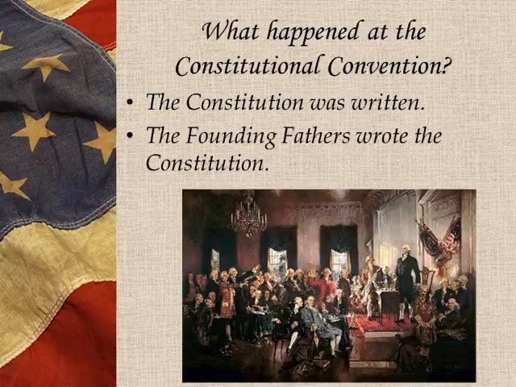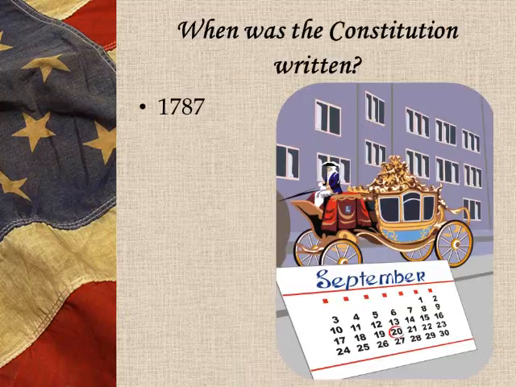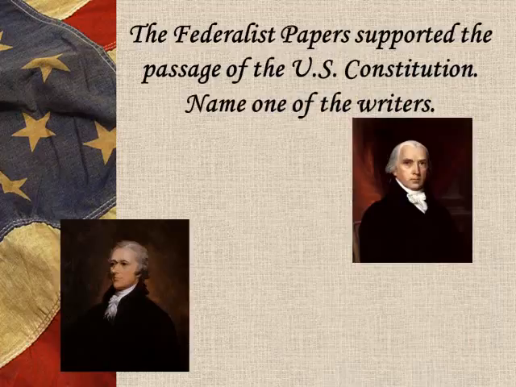What happened at the Constitutional Convention? The Constitution was written, and we call the people who wrote the Constitution the Founding Fathers. They kind of founded our nation, things at the beginning. And here's an artist's rendition of how he imagined it was. There's actually Ben Franklin there sitting down, and George Washington standing up. When was the Constitution written? It was written in 1787. So a while back. It's still good today. We're still using it.